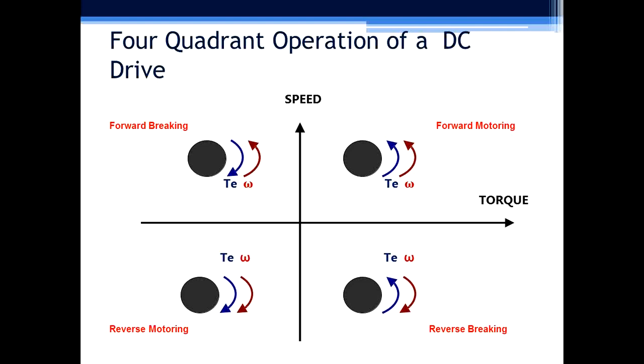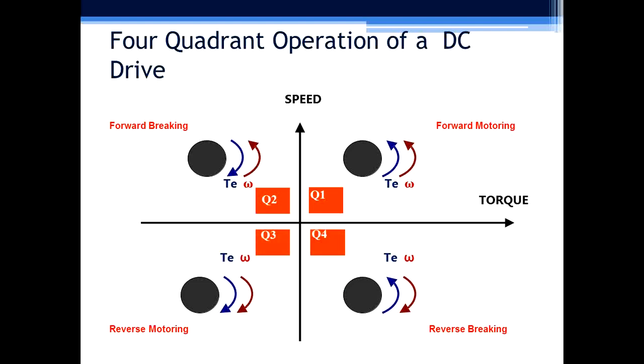Next is the reverse braking operation. This is the fourth quadrant. In reverse braking, the direction of torque is changed, but the direction of speed is clockwise. So here power is made negative. In order to achieve this, you have to use either a chopper or a control rectifier, which can change the polarity of voltage or current. So these are referred to as quadrant 1, quadrant 2, quadrant 3, quadrant 4.